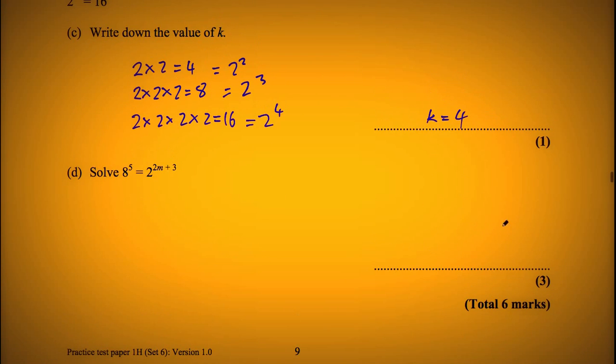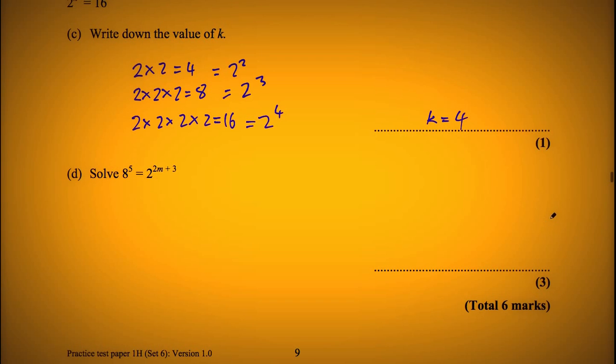Solve 8 to the power of 5 equals 2 to the power of m plus 3. This is difficult because we need to arrange this side so that it's a power of 2. I know that 8 is a power of 2, so I'm going to call 8 actually 2 cubed. So I'm going to call that 2 cubed to the power of 5 is the same as 2 to the power of 2m plus 3.